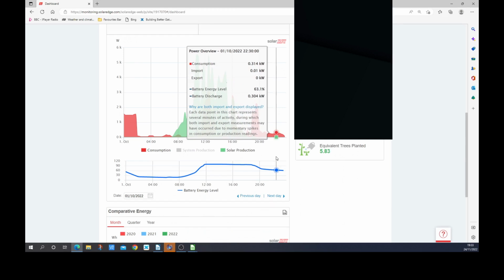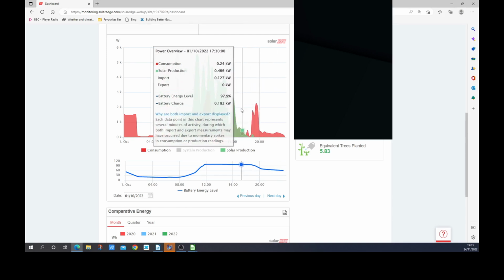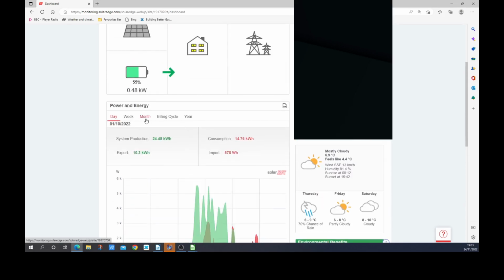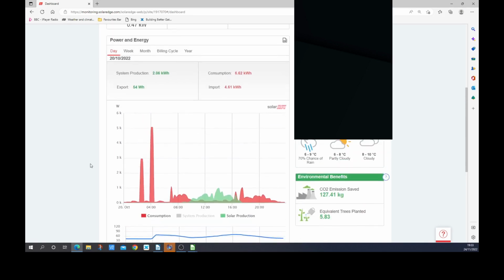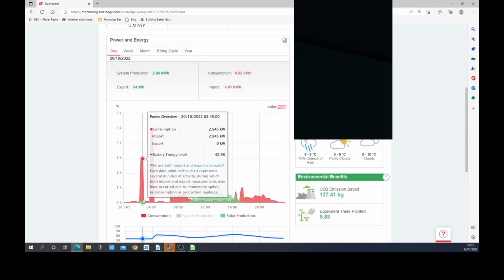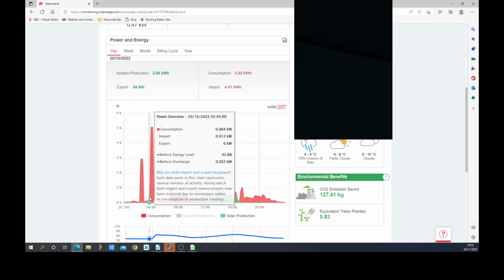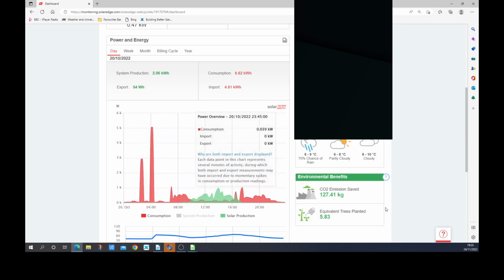For the month of October, I was able to run my domestic household loads, so everything minus my car and my hot water, all the way up until the 20th of October. So if we go to the 20th of October, you can see something else. There's a double charge overnight. This is where I charged up my hot water tank, and this is where I charged up my battery. And this was the first time I charged my battery at night time.